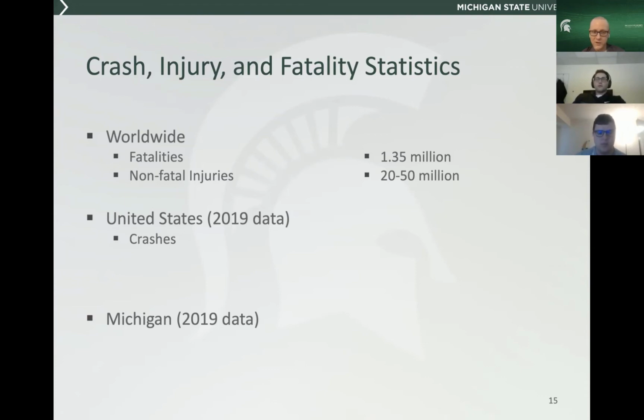any idea how many crashes would be reported to law enforcement on an annual basis?